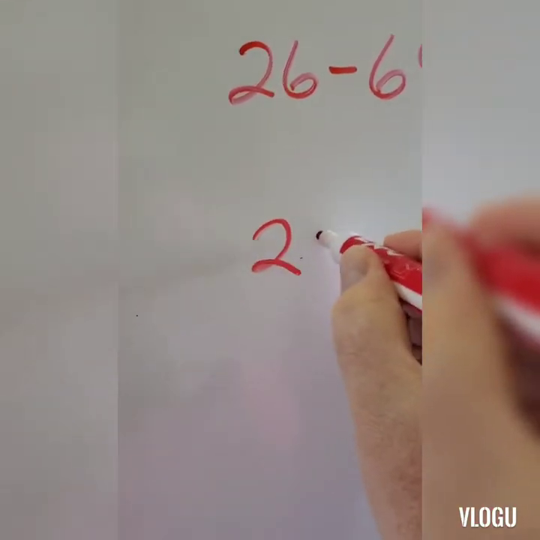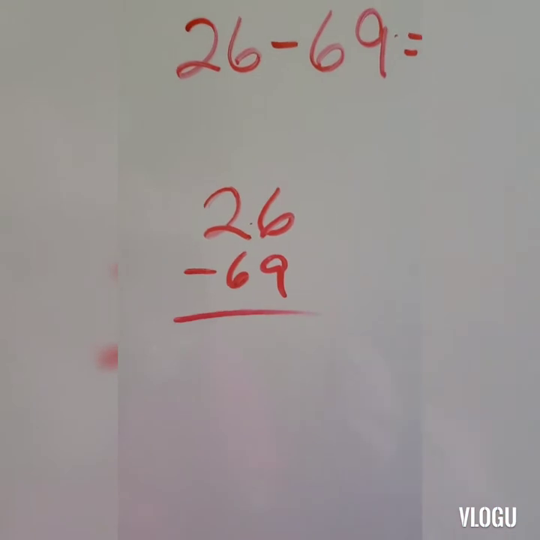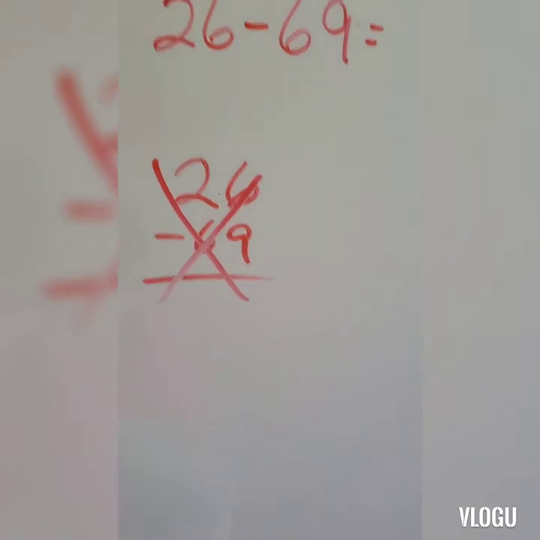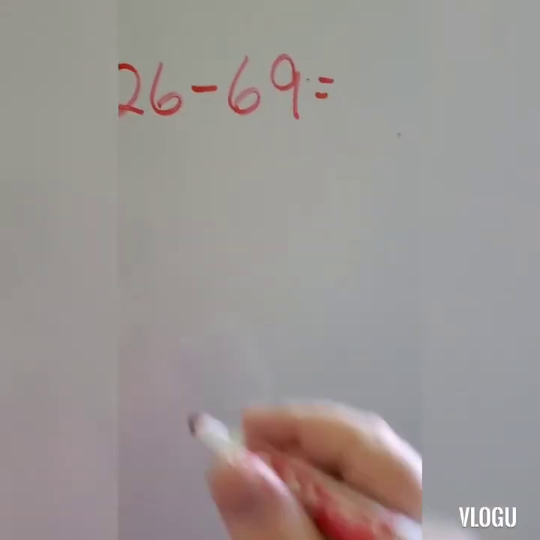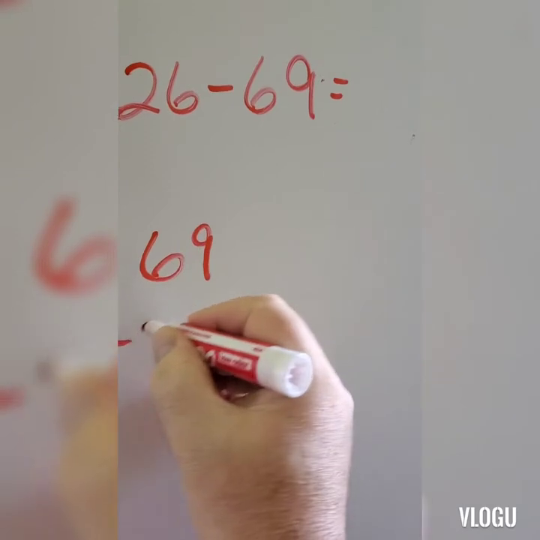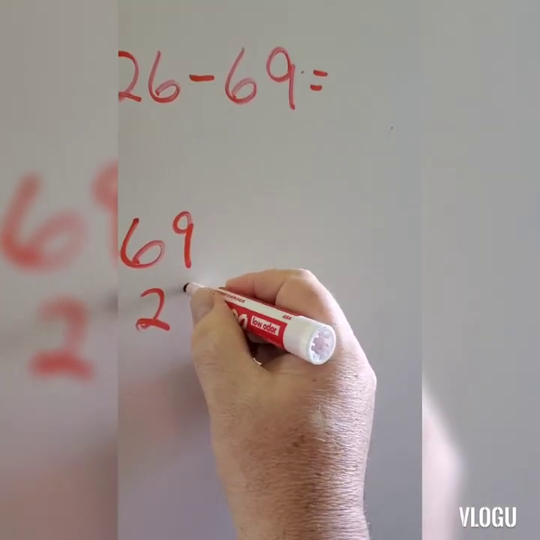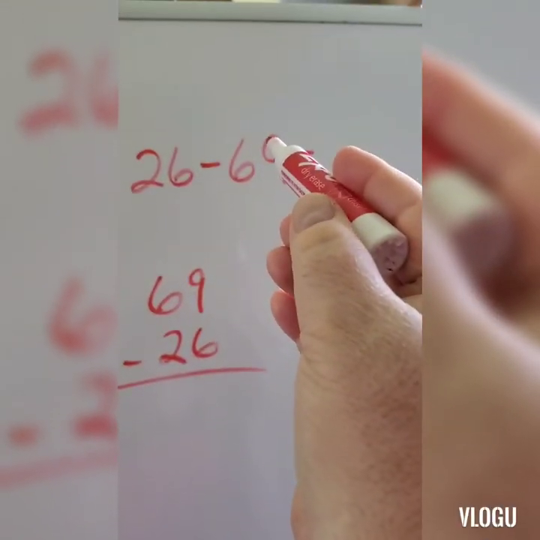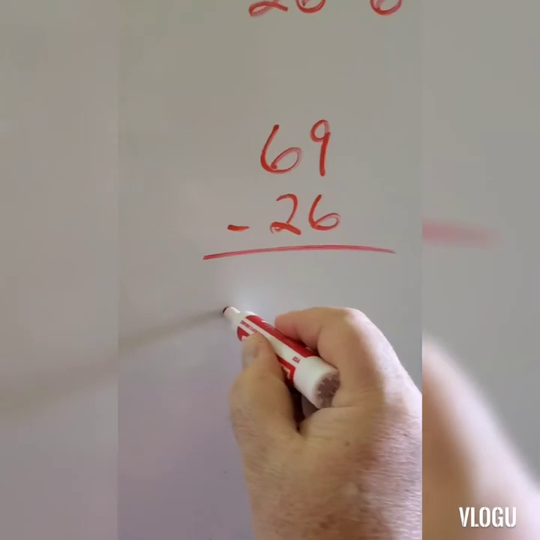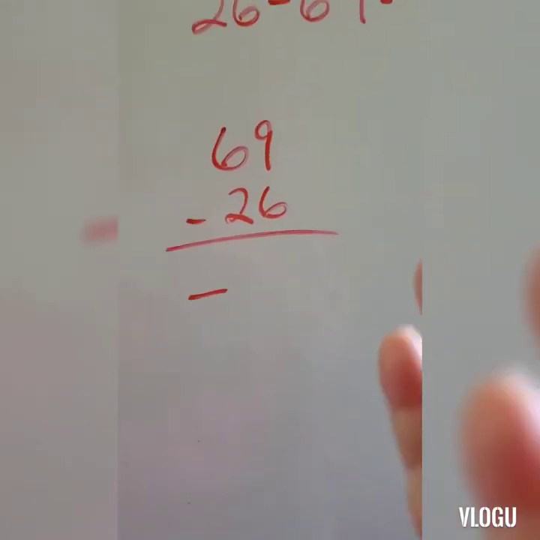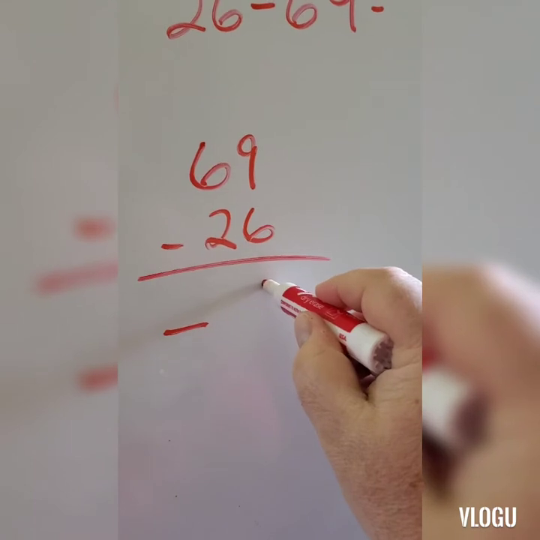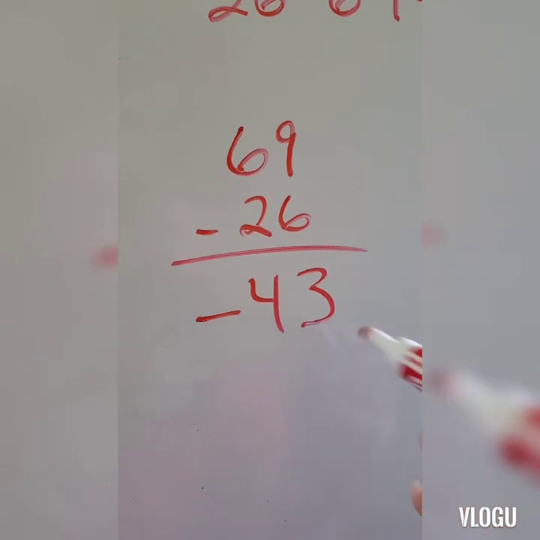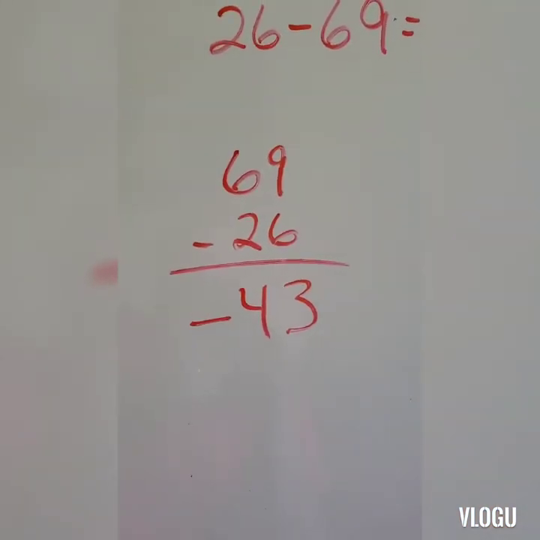Here's the thing. You cannot set this up as 26 minus 69. This is not something you can do mathematically. So instead of doing that, I'm going to take my biggest number and subtract my smaller number, but because I am crossing 0, my answer is going to be a negative. Now I subtract like normal. 9 minus 6 is 3. 6 minus 2 is 4. Negative 43 is the answer.